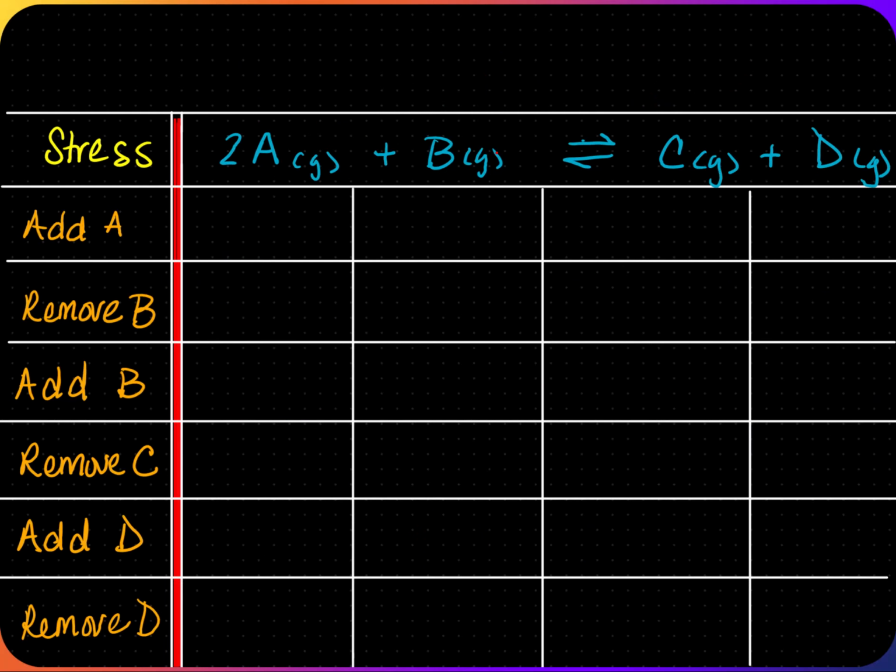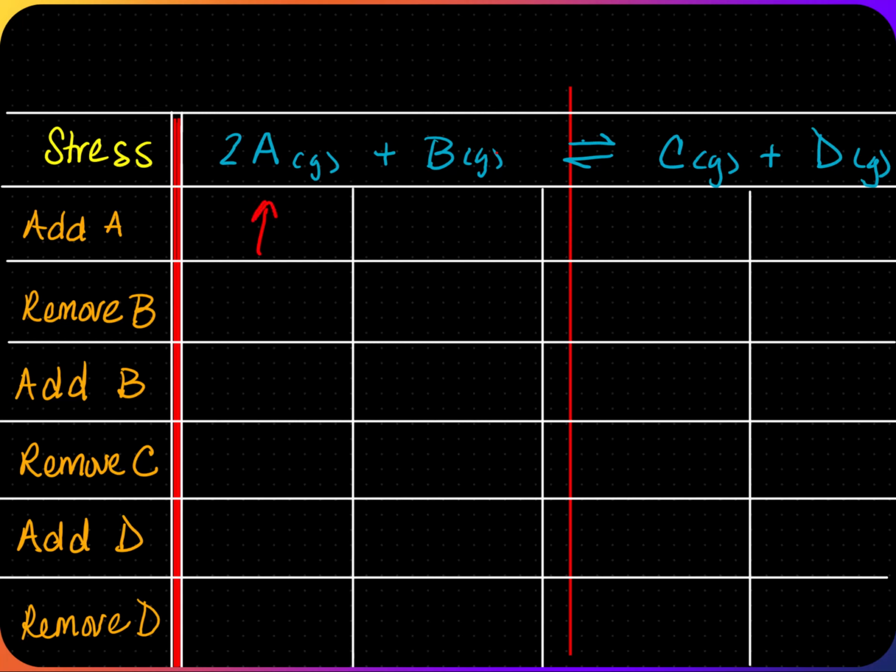We have the following equation: 2A plus B yields C plus D. To visually see this better, I am going to draw a vertical line to separate my reactants from my products. Right now, this equation is at equilibrium, but what we're going to do is add stresses or disturbances which will cause the equation to shift. So whenever something is added, we're going to shift to the opposite side to relieve the disturbance.